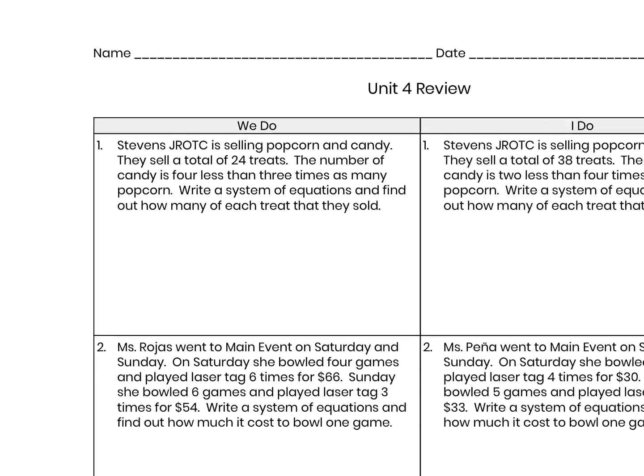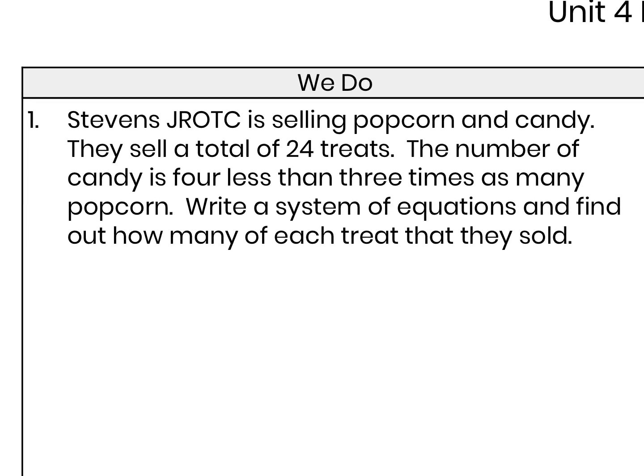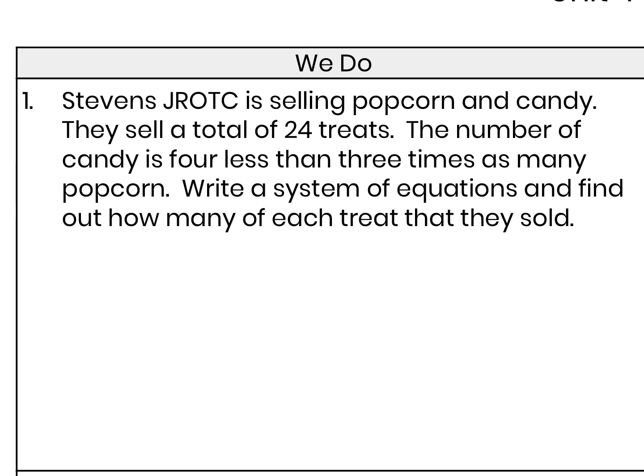Let's look at number 1 on the we do side. Says Stevens JROTC is selling popcorn and candy. So we're going to use the letter P for popcorn and the letter C for candy. They sell a total of 24 treats. The number of candy is 4 less than 3 times as many popcorn. Write a system of equations and find out how many of each treat they sold.